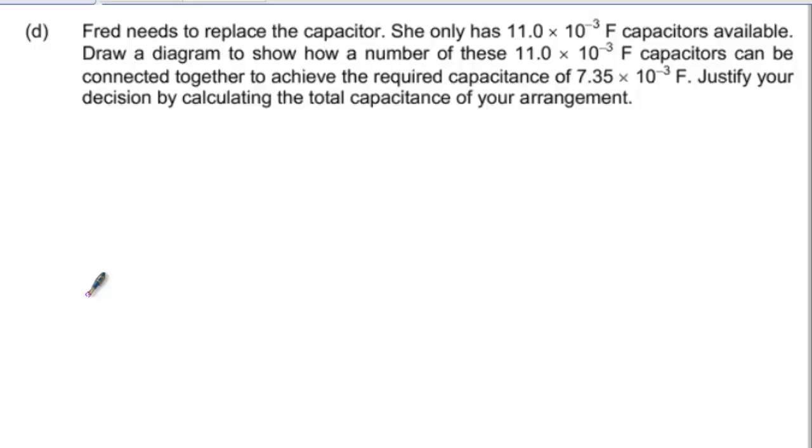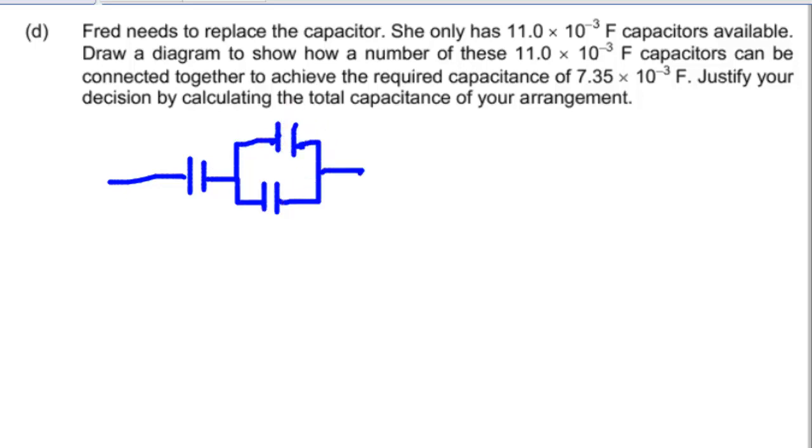D. Fred needs to replace the capacitor. She only has 11 millifarad capacitors available. Draw a diagram to show how a number of these 11 millifarad capacitors can be connected together to achieve the required capacitance of 7.35 times 10 to the minus 3 farads, and justify your decision by calculating the total capacitance. There are a number of ways you could answer this question. Simplest is by having a capacitor in series with two capacitors in parallel.